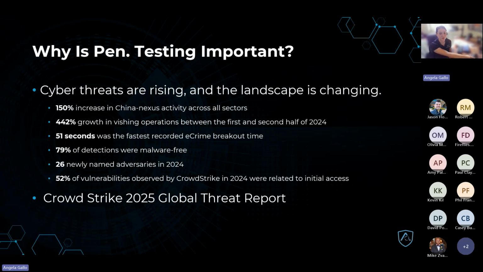And 26 newly named adversaries were found in 2024. Newly named adversaries means that these are hacker groups. So these are brand new groups, 26 new groups out there trying to steal data, break into organizations, and then sell that data for profit. 52% of these vulnerabilities observed by CrowdStrike were related to initial access. That means that these are all related to social engineering and how people are able to steal your data based off of how they get into your accounts.